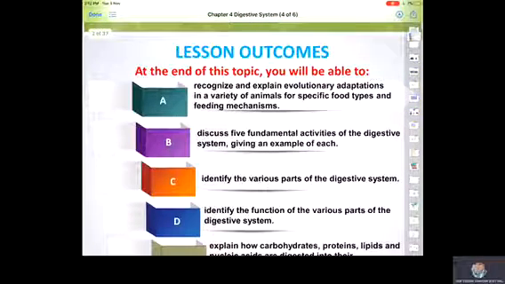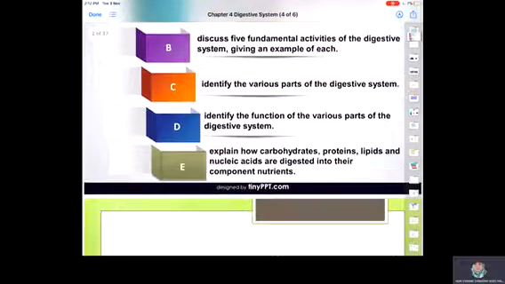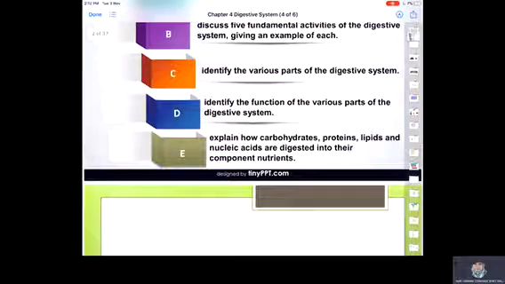For the lesson outcomes, at the end of this topic, you will be able to recognize and explain evolutionary adaptation in a variety of animals for specific food types and feeding mechanisms. And then you must discuss 5 fundamental activities of the digestive system, giving an example of each, identify the various parts of the digestive system, and the last, explain how carbohydrates, proteins, lipids, and nucleic acids are digested into their component nutrients.